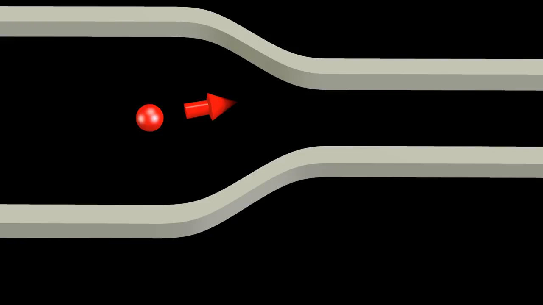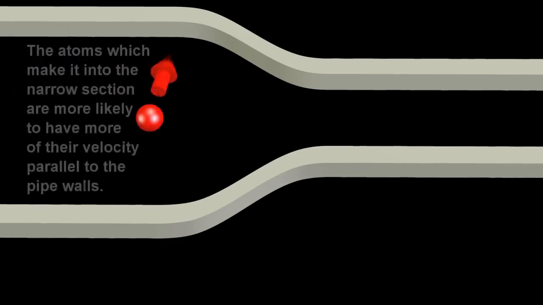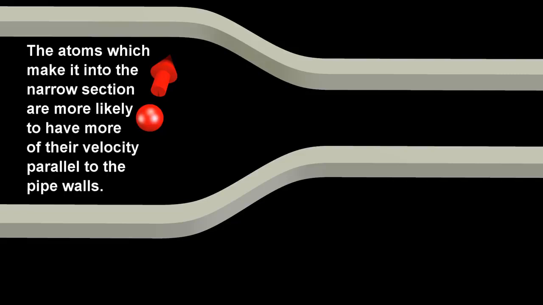An atom is more likely to enter the narrow section of the pipe if it has a larger component of its velocity parallel to the pipe walls. If the atom has a larger component of its velocity perpendicular to the pipe walls, the atom is more likely to bounce back. The atoms which make it into the narrow section are more likely to have more of their velocity parallel to the pipe walls.